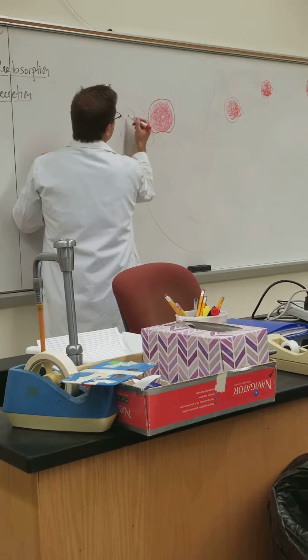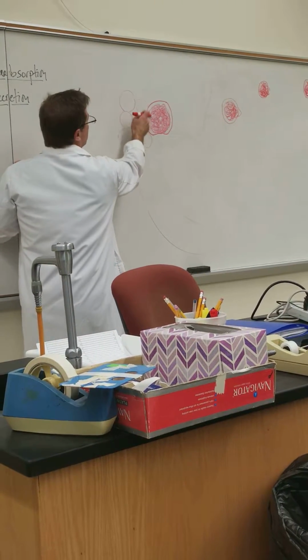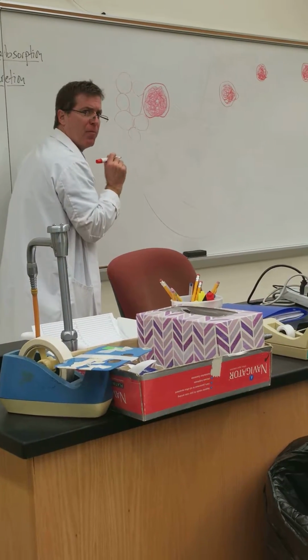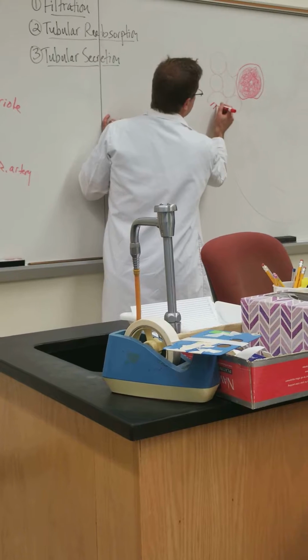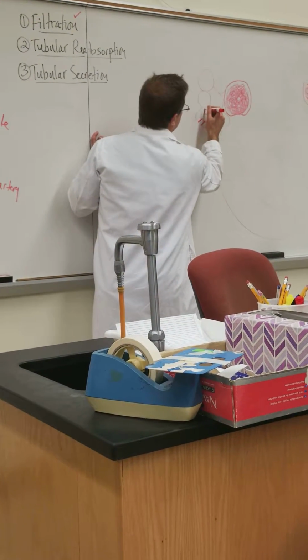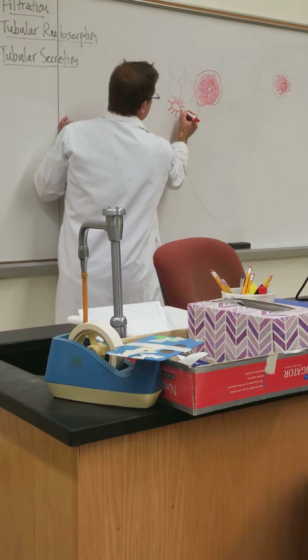I'll tell you when I get done, I'm not going to fill in the whole board. These tubules, the walls of the tubules are made up of simple cuboidal epithelial cells. So I'm going to draw that on this one, where these block-like cells make up the wall. Like this, we can see big nuclei in these cells.